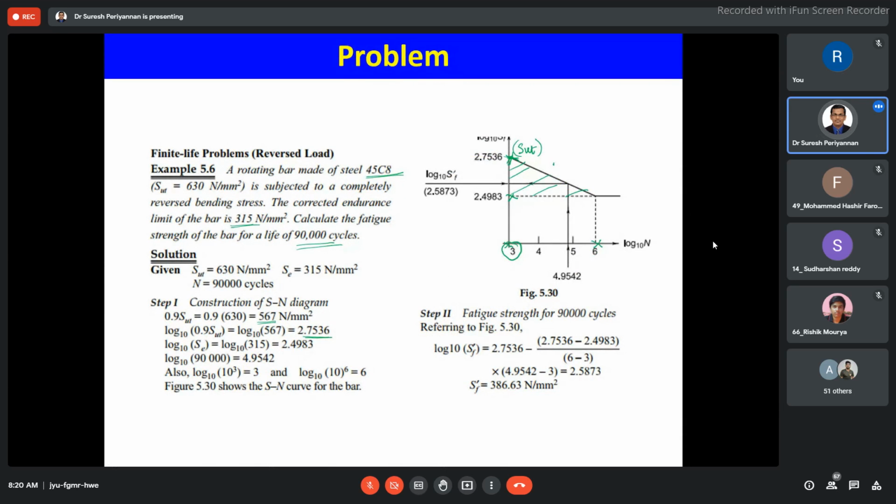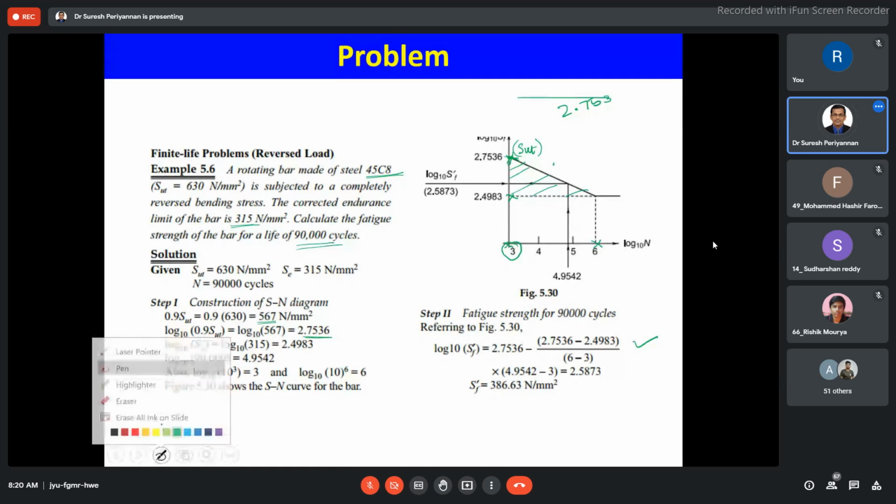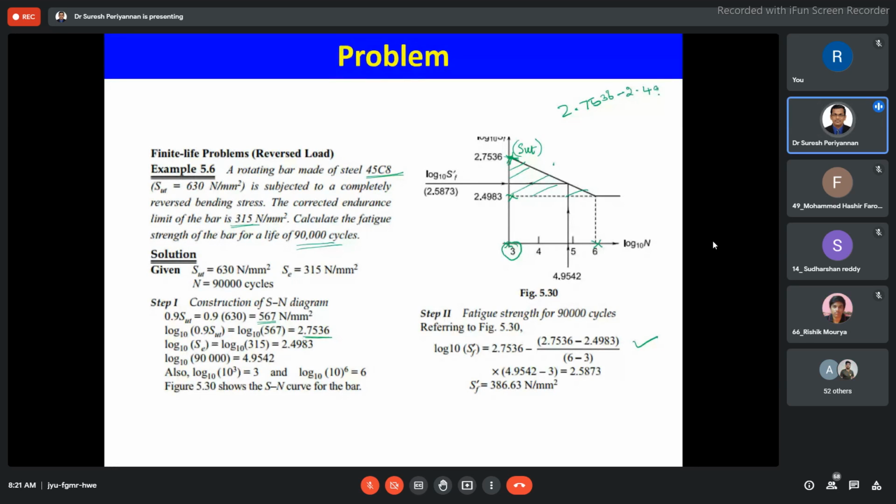Just write this equation so you can easily understand, because this is slightly confusing. Only one problem, if you understand it, later you can understand other problems easily. So 2.7536 minus 2.4983, divided by 6 minus 3.